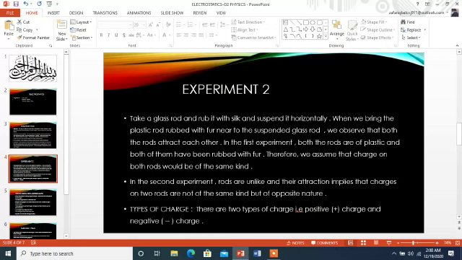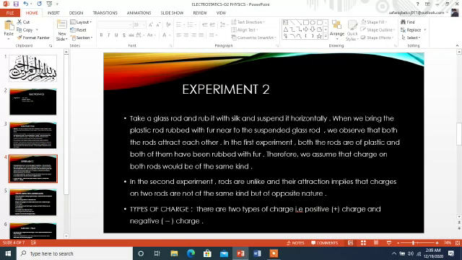No doubt when we bring a charged body near another charged body, there will be an interaction between them. There will be some type of force between them. This force may be attractive or repulsive. If the charges on the two bodies are of the same nature, then they will repel each other. And if different kinds of charge are present on the two bodies, then they will attract each other.